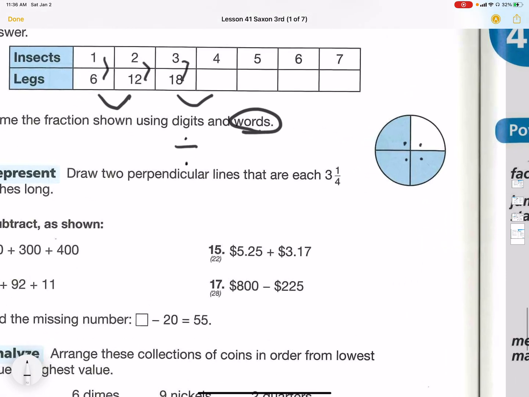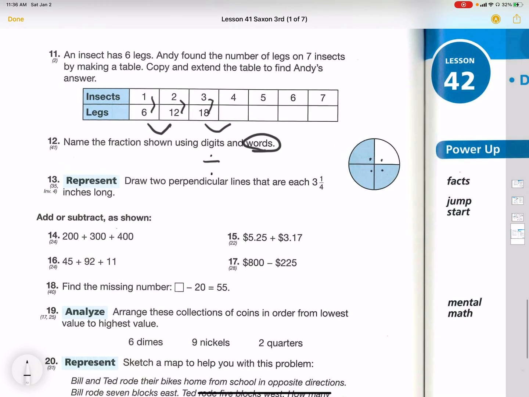Ooh, number 13 is kind of difficult. 2 perpendicular lines that are 3 1/4 inches long. So perpendicular means it's just like this, like a 4-way stop. And 3 1/4 inches long, that's going to be kind of hard to do on your paper. If you want to use a piece of scrap paper or come up and ask for some kind of scrap note card or something, I'll give you something.